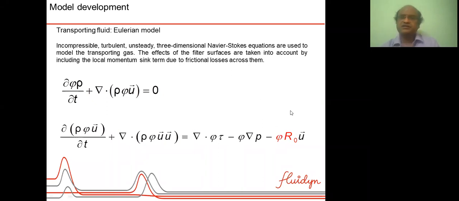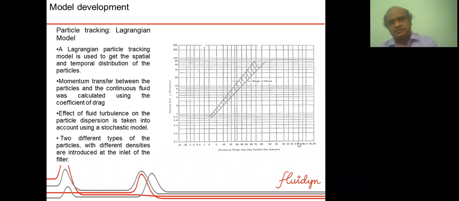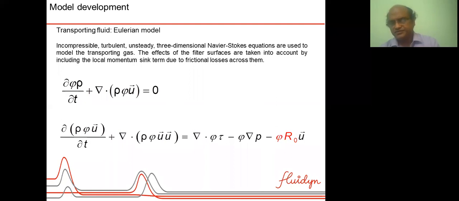So an additional sink term is added in the momentum equation, which you might have already heard about. There are different models for this. One is the Darcy model, and the other is the Forchheimer model to consider nonlinear effects.